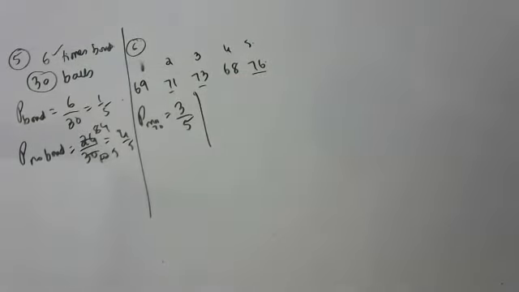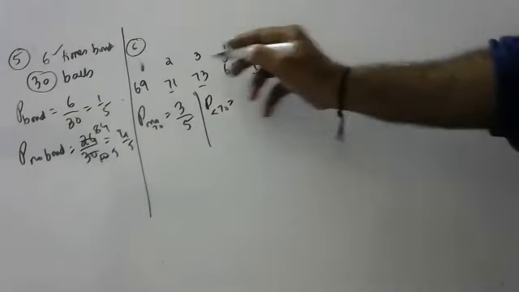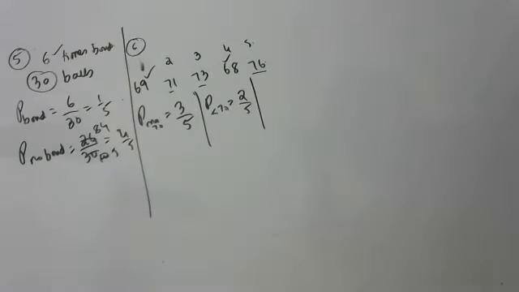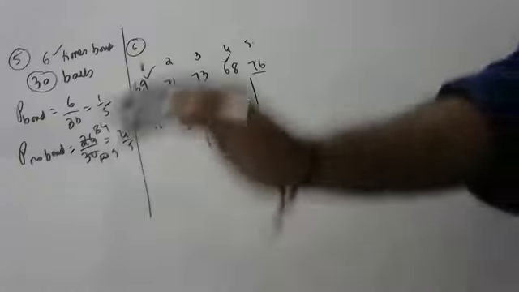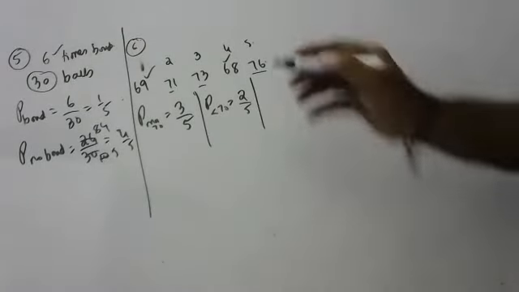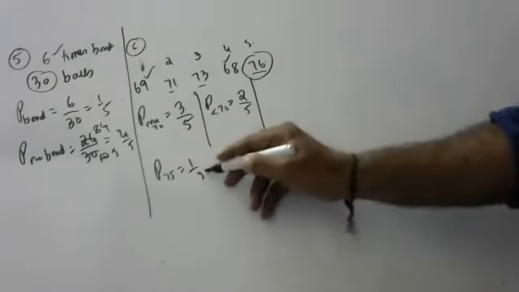Next, you want less than 70%. Less than 70%, 2 times, so 2 out of 5 tests. Next, what is the probability that he got a distinction? Distinction means more than 75%. 1 time, so 1 by 5. Like that, you should analyze them.